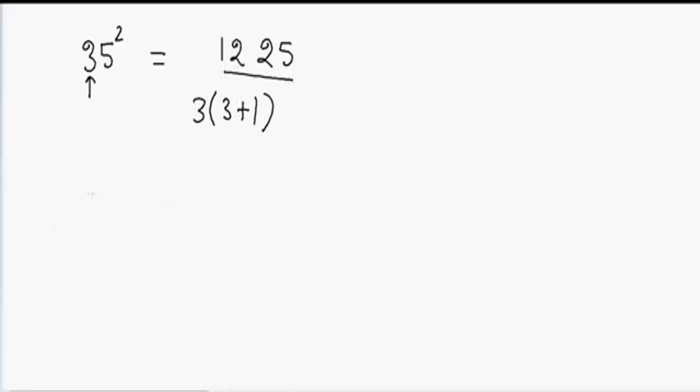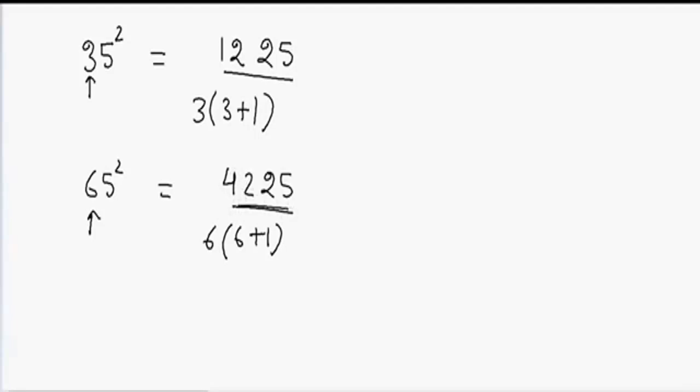1225. Another example: if I have 65 squared, I write 25, and then I take 6. Multiply 6 by 6 plus 1, that is 7. 7 into 6 is 42. So the answer is 4225. So how does this trick work? Let's look into that.